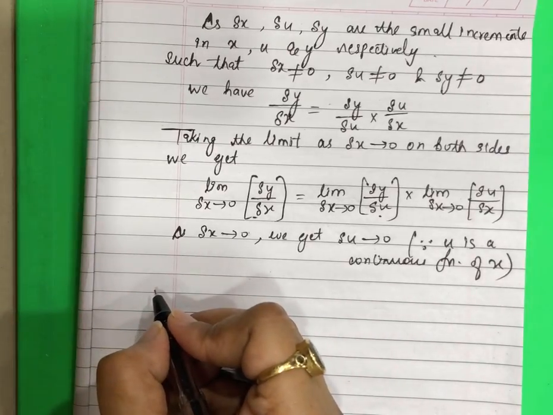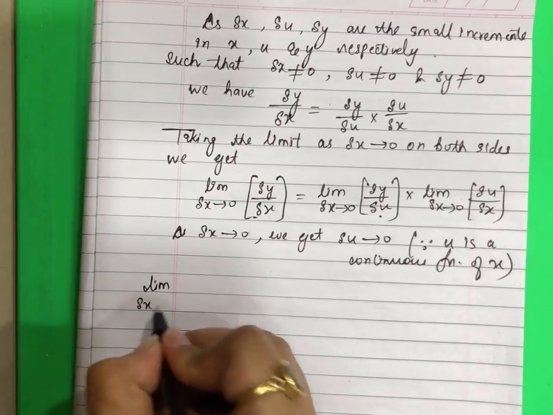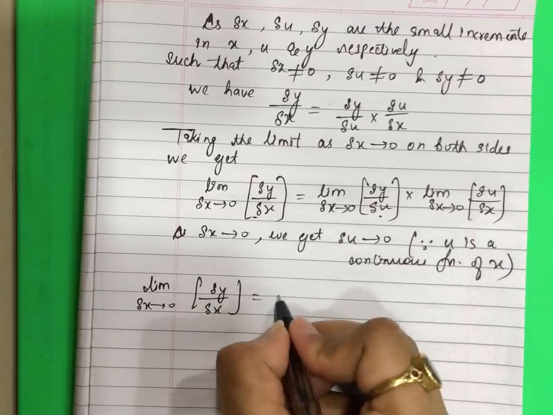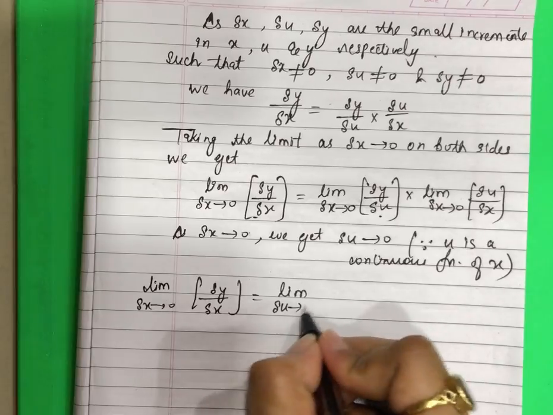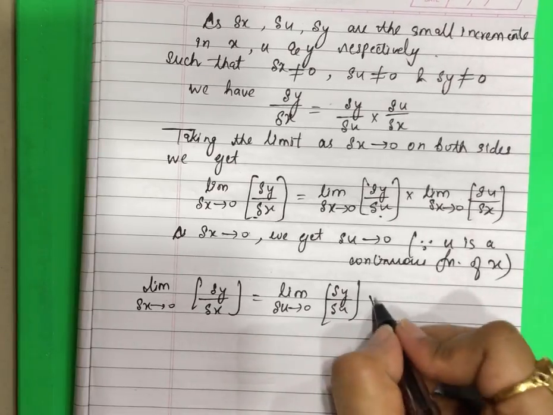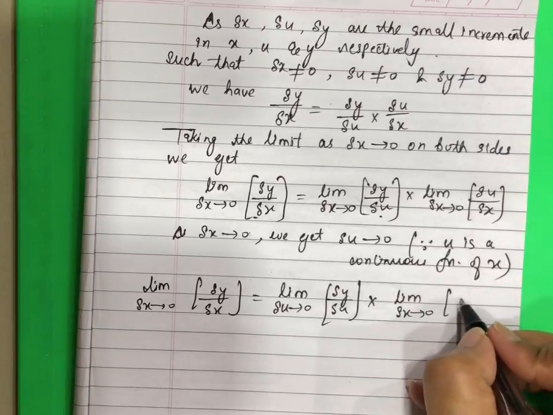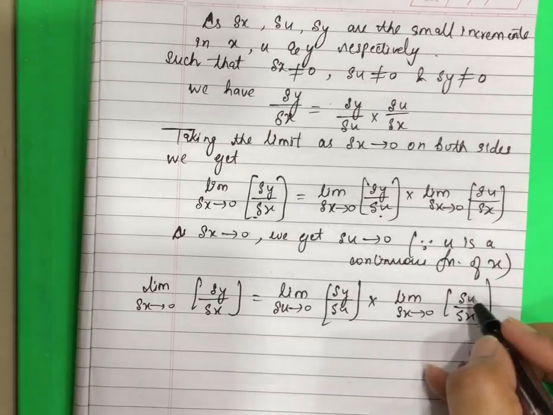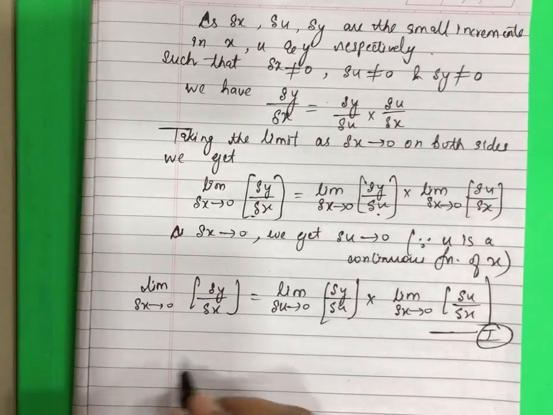So now this statement will become limit del x tends to 0 of del y upon del x is equal to limit, instead of del x tends to 0, I am writing del u tends to 0 as per the question, of del y upon del u, into limit del x tends to 0 of del u upon del x. This we are considering as equation first.